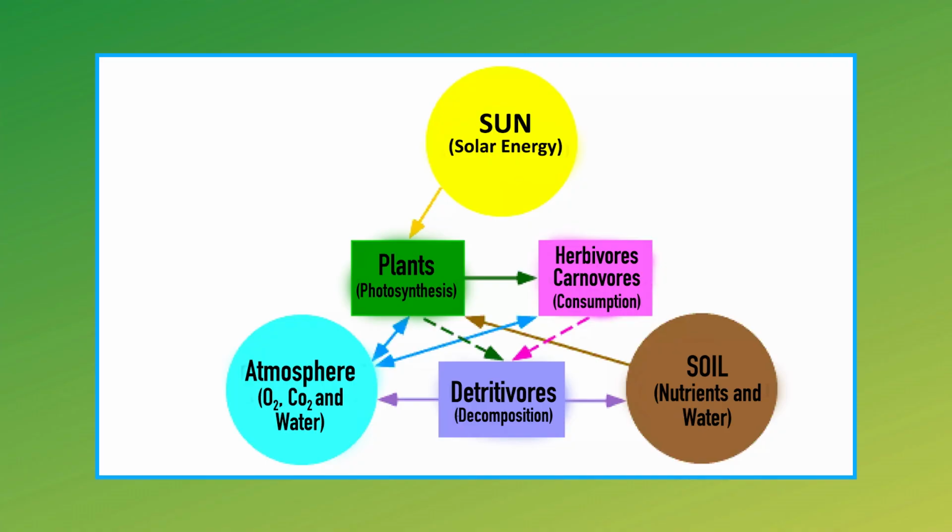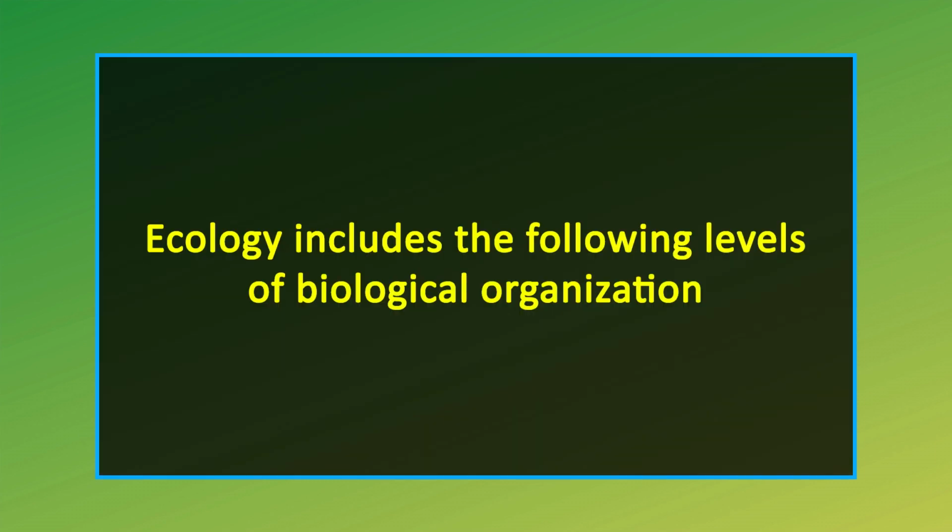If we take an example of a school, it is planned and grouped at several levels. Different students and teachers are divided into different classes based on some criteria. These classes, on the other hand, are arranged in the school. In a similar way, ecosystem is also organized at several levels. Ecology includes the following levels of biological organization.